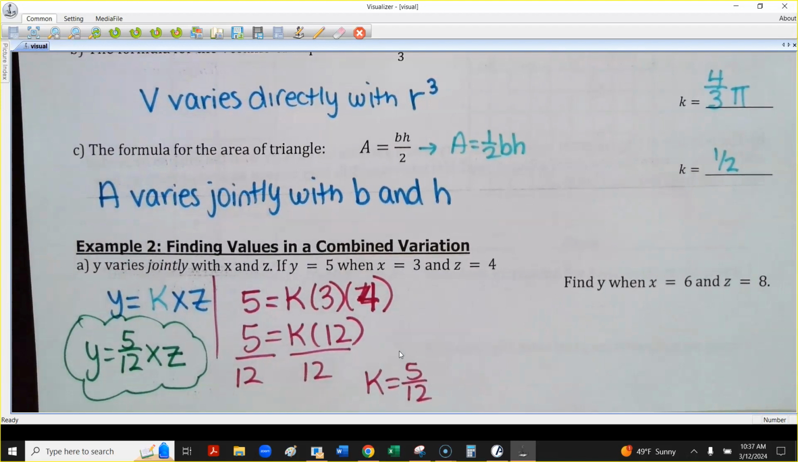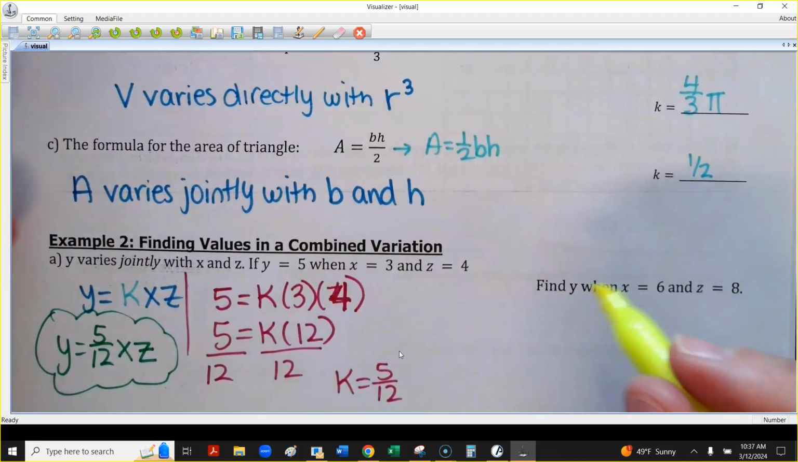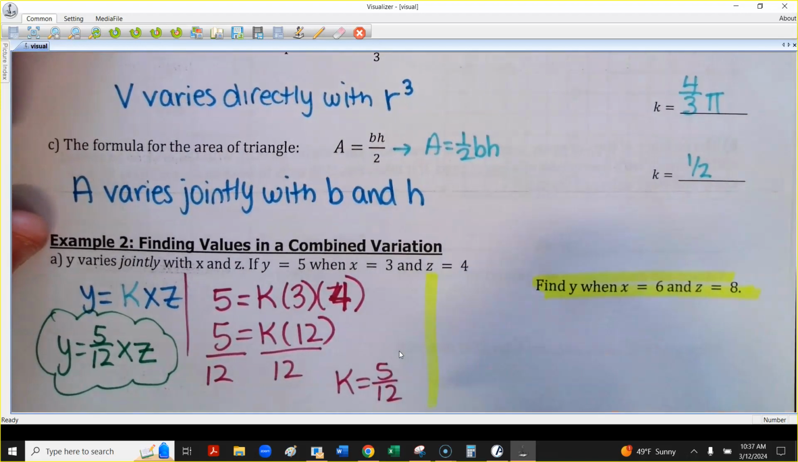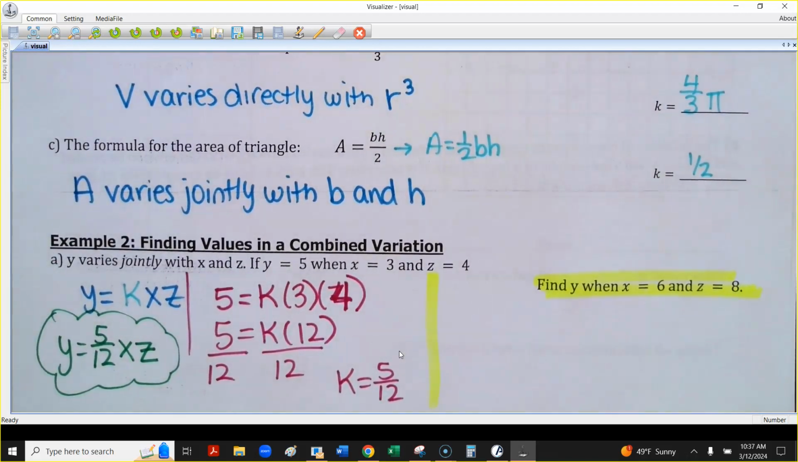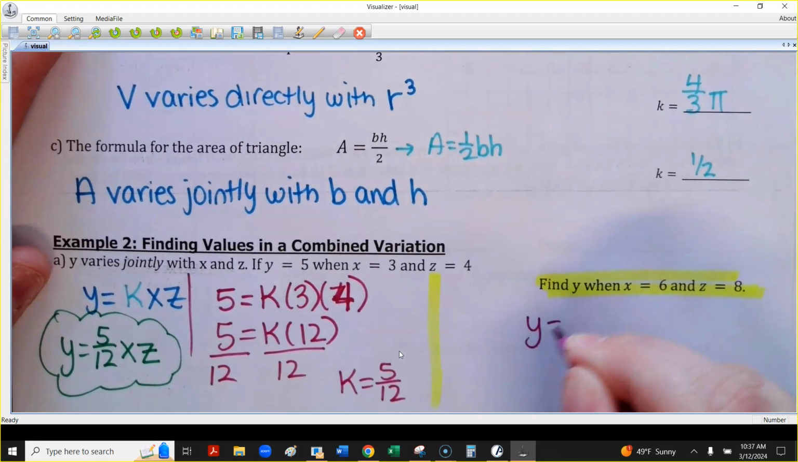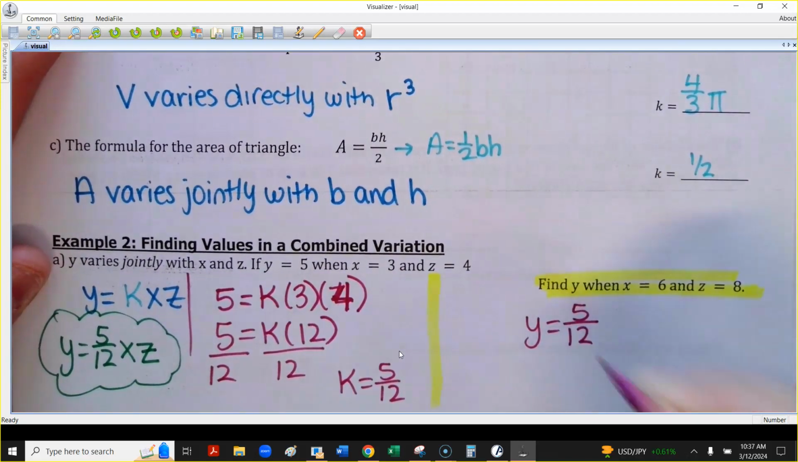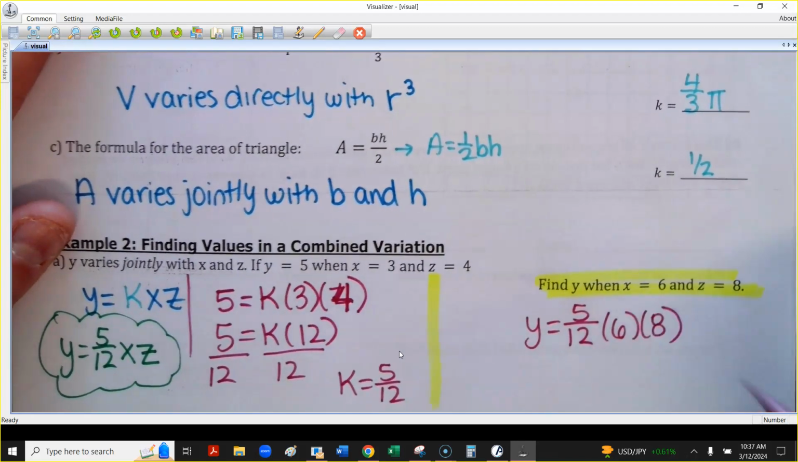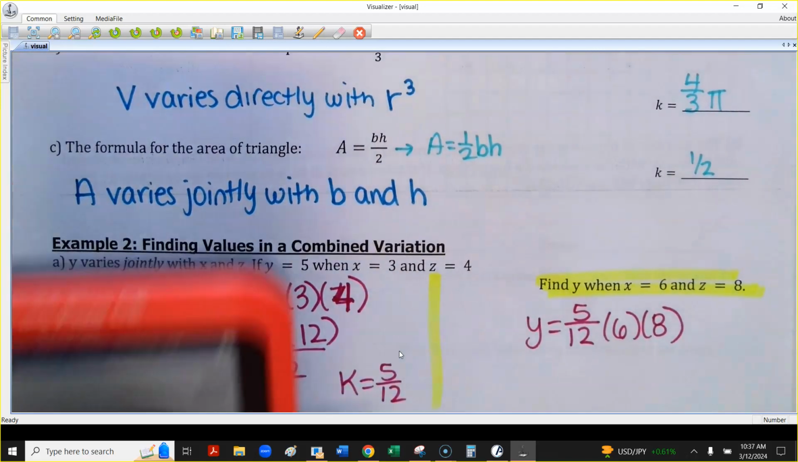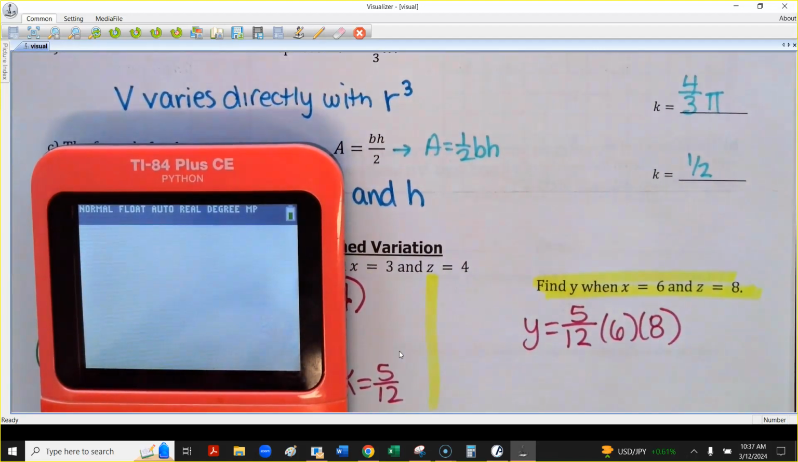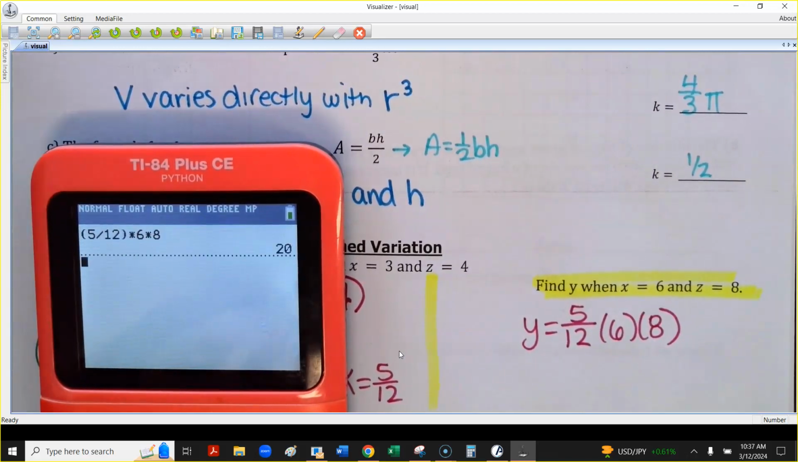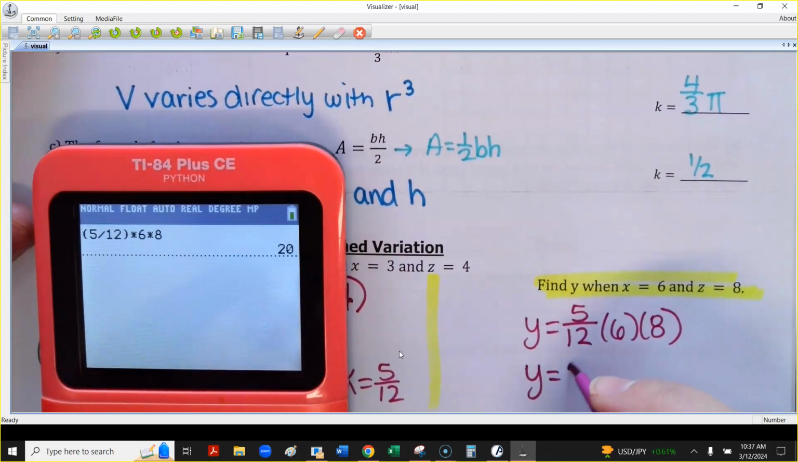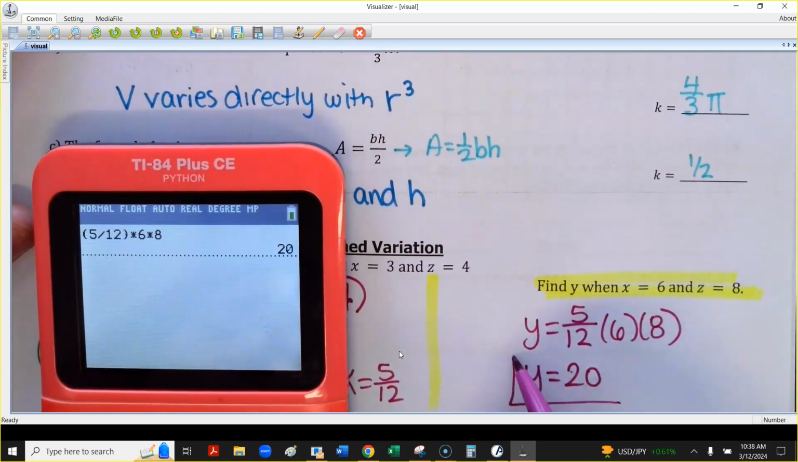And then these guys always have like a secondary question. So this says, like second part of the question, I'm going to use this equation we just wrote. Find y when x is 6 and z is 8. We're just going to plug numbers in, right? So find y, so I don't know y. My constant of variation, we just solved for that. That was 5 over 12. And then x is 6 and z is 8. So I'm literally just plugging this into my calculator to figure out what my y value is going to be here. So I'm going to do 5 over 12, and then times 6 times 8. And it might be a nice number, it might not. In this case it is, so y is 20. That would be my answer for the second part of that question.